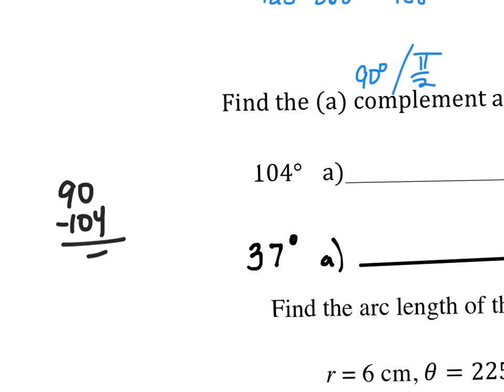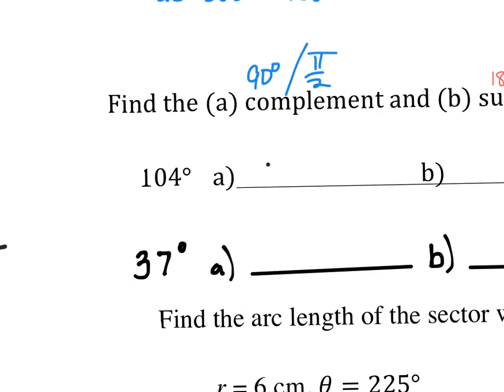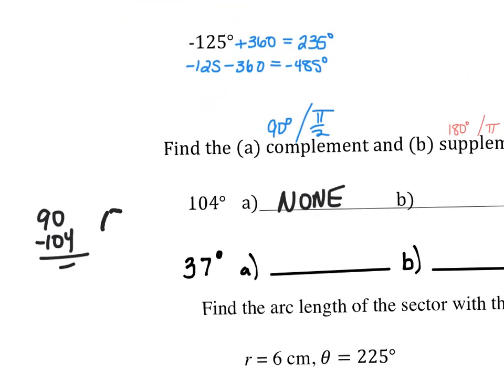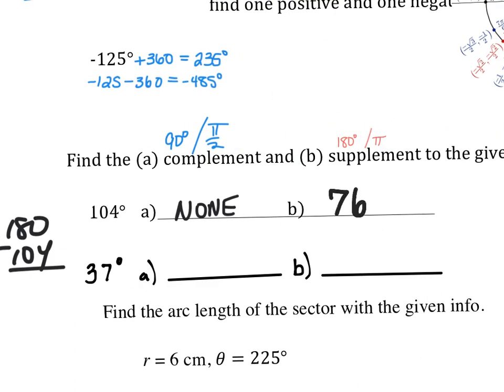It's negative something, so what's the answer for my complement? None. Don't write 0. That's a number. Don't leave it blank and expect me to just assume that you meant there's no complement. Make sure you show me what you're thinking, and then tell me there's none. So to find the supplement, I'm going to take 180 minus 104, and I get what? 76 degrees.